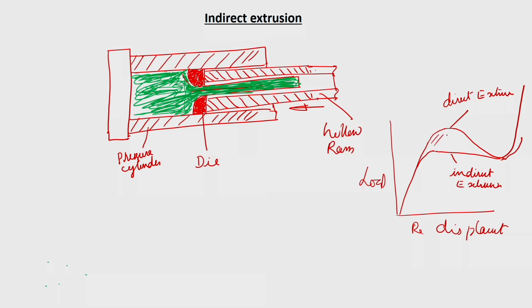So, this area, you will find, is the frictional load, the load to overcome friction at the cylinder-ingot interface, that is the area between these two. So, in this, since relative motion between the container and the billet is absent, the frictional forces are considerably reduced, and the power required for the extrusion is also reduced compared to the direct extrusion.